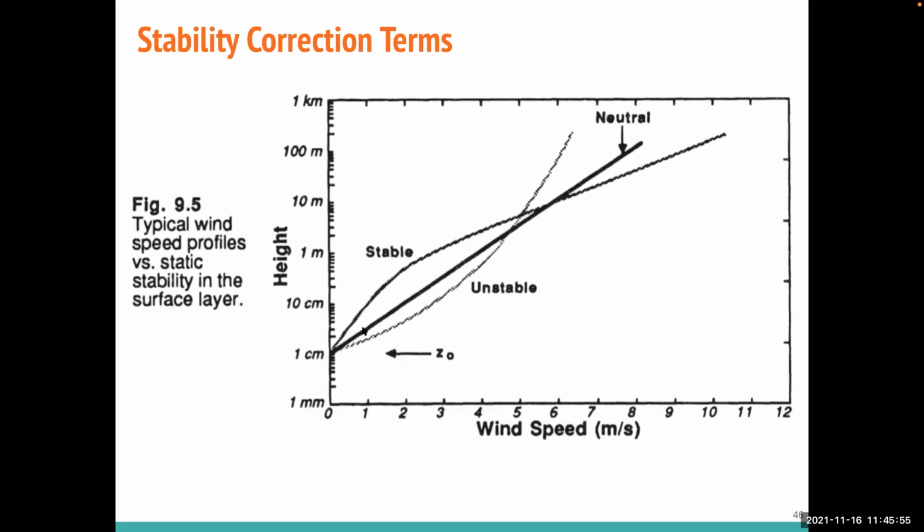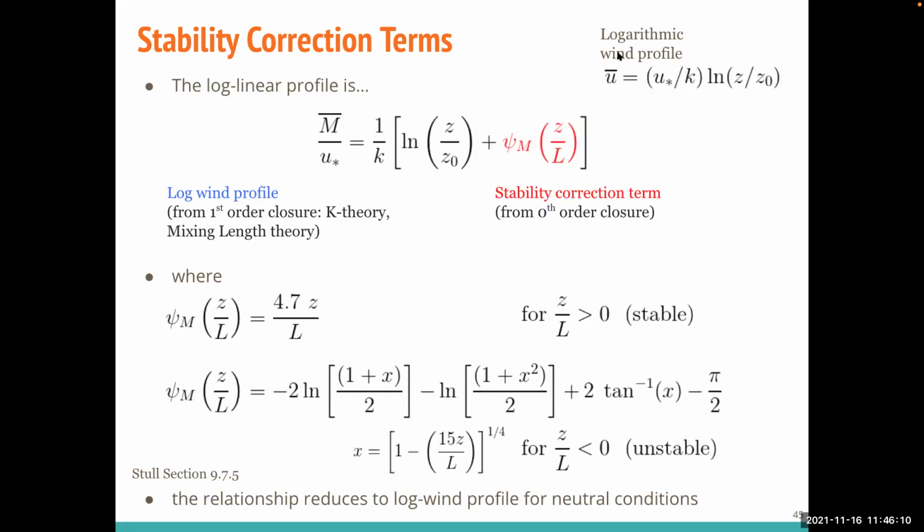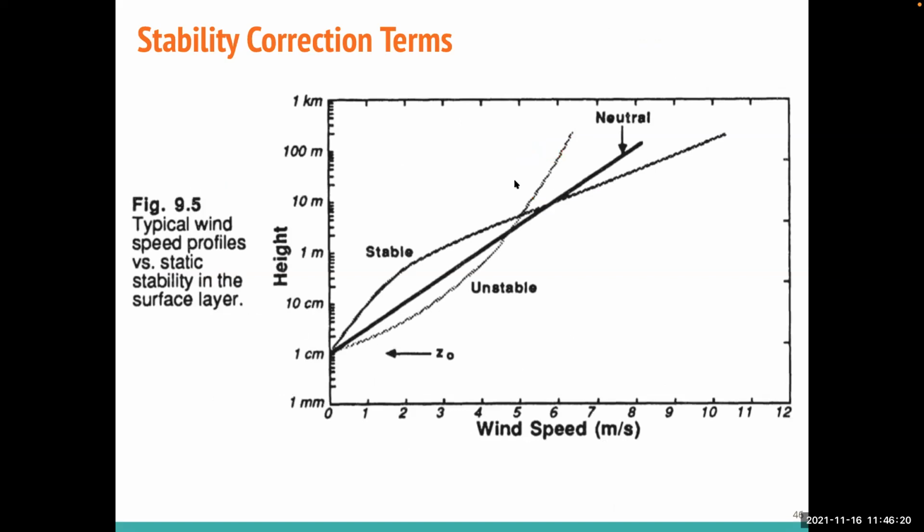So that's why last time you had this neutral log wind profile. The y-axis is in log scale, so it's a straight line, but this is log scale. Originally, if you have a neutral condition, this is your profile, the logarithmic wind profile. But if you include the stability correction term, your log wind profile will change due to the different situation, unstable or stable. So that's the whole idea behind what I've just talked about.